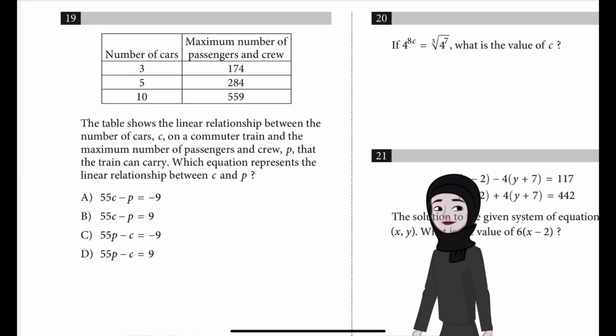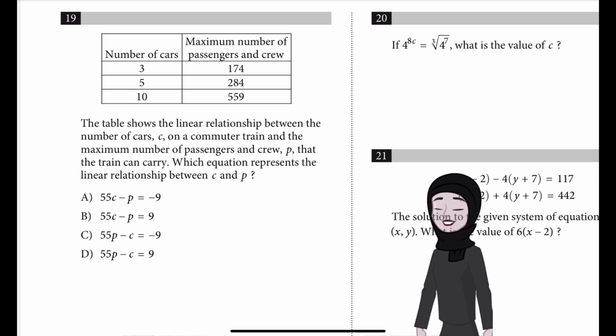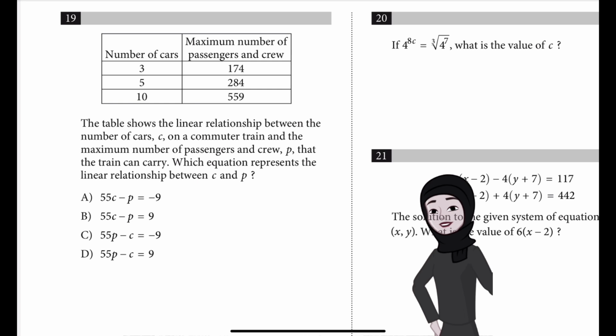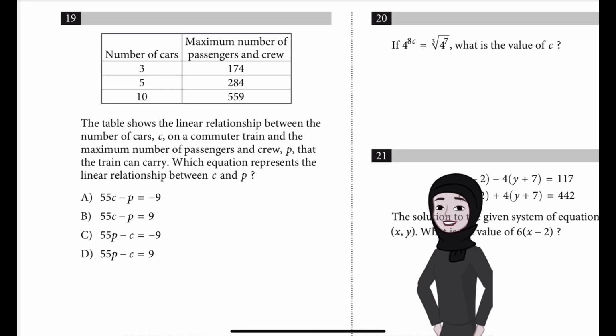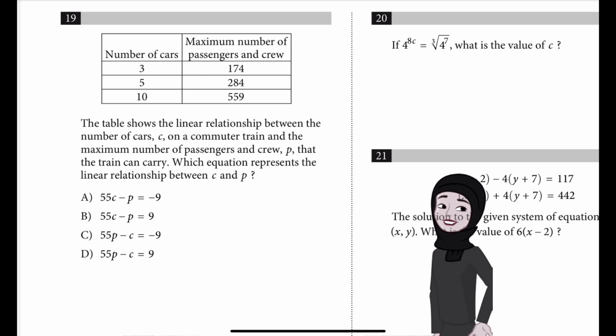Question number 19. We have been given a table. So number of cars is one part and maximum number of passengers and crew is the other one. So for 3 cars, 174 is the maximum number of passengers and crew. For 5 cars, maximum number of passengers and crew is 284. And for 10 cars, there's a maximum number of passengers and crew to be 559. So the table shows the linear relationship.